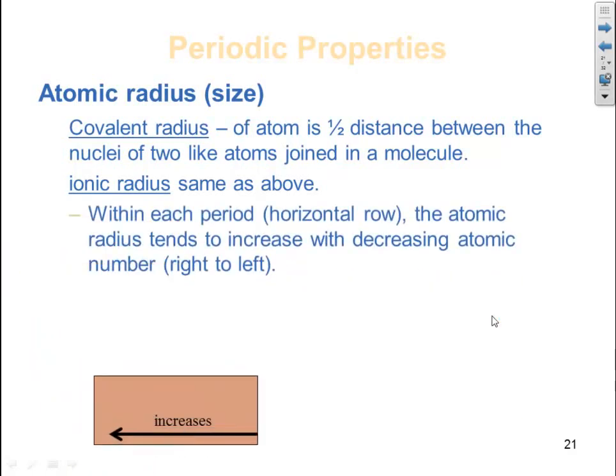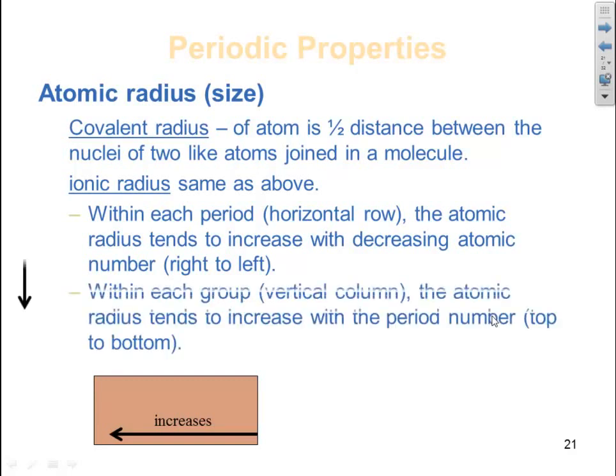Within each period, a horizontal row, the atomic radius tends to increase with decrease in atomic number, from right to left. Within each group, a vertical column, the atomic radius tends to increase with the period number, top to bottom. So basically, your largest radii will be down to the lower left bottom of the periodic table.